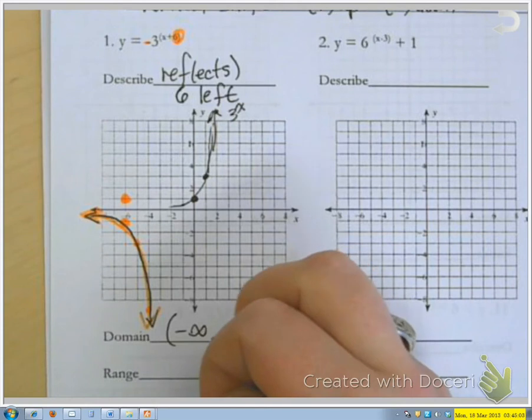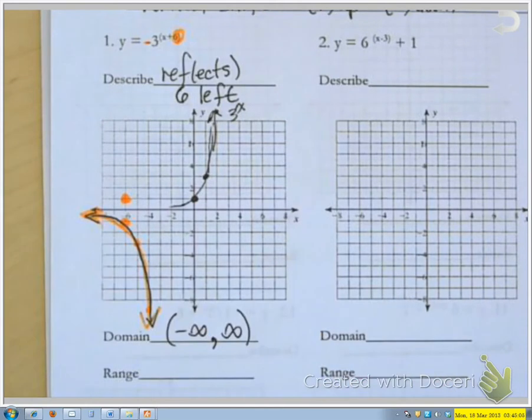Okay? Now, we originally said that it was all real numbers because it might actually get there. Okay? So now we have negative infinity to positive infinity. It's going to keep going to the left, keep going to the right. Okay? Well, let's look at the range.